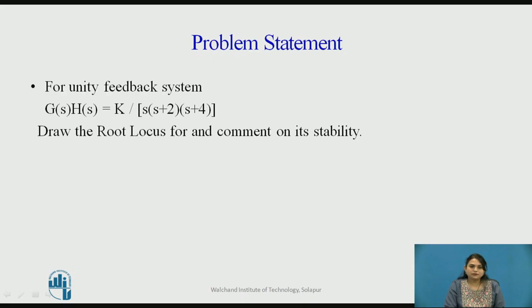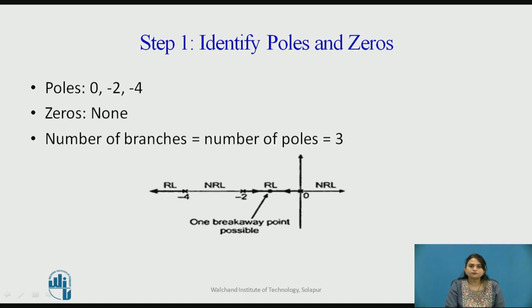This is the problem statement for a unity feedback system. Here G(s)H(s) is equal to K upon s(s+2)(s+4). We have to draw the root locus and comment on its stability. There are 3 poles and the zeros are 0. Step 1: identify the poles and zeros. There are 3 poles: 0, minus 2 and minus 4. We plot 0, minus 2 and minus 4. No zeros are there.